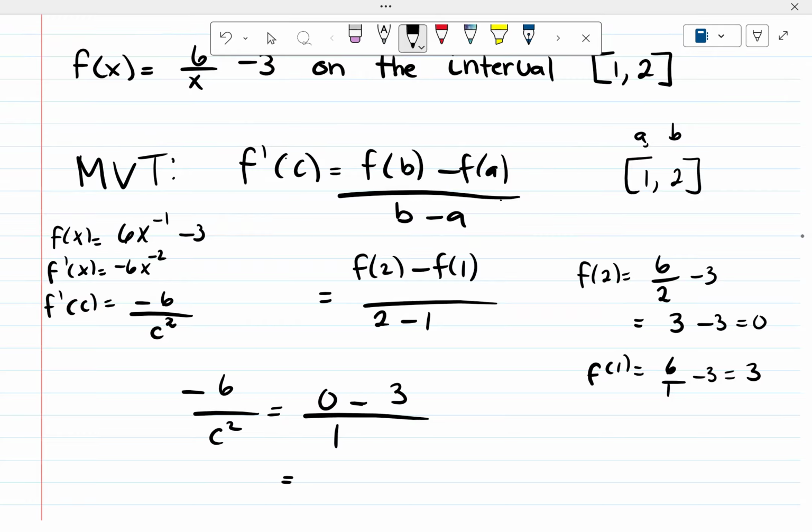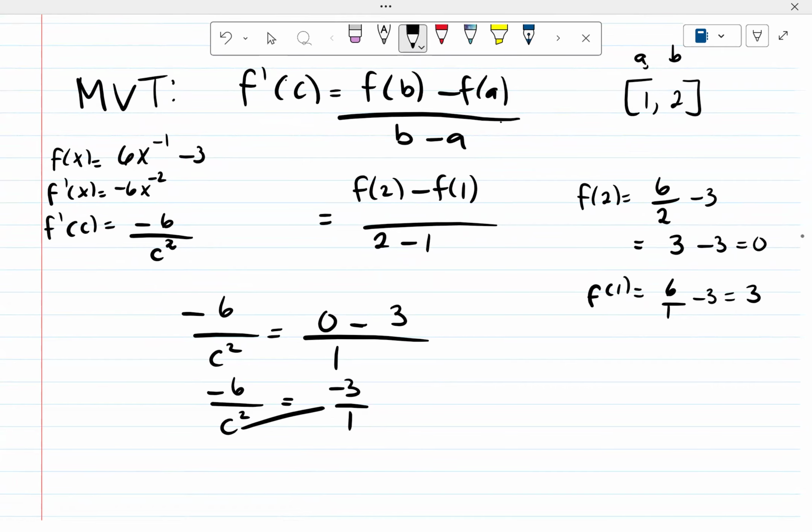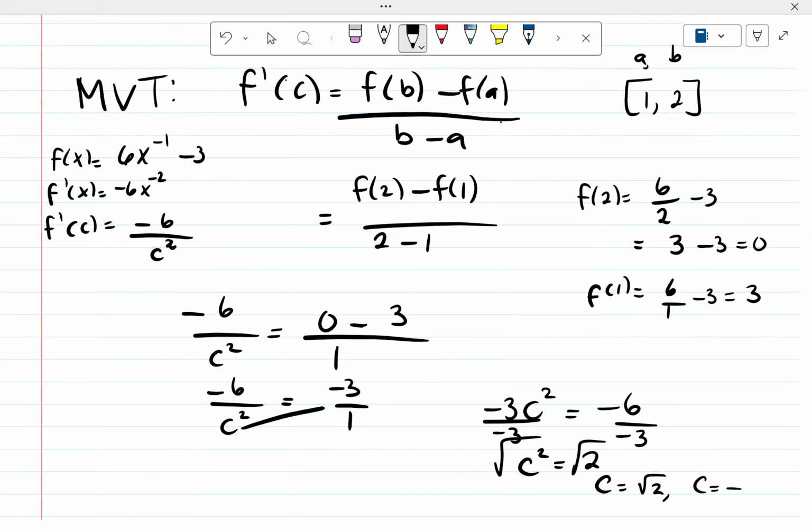So 0 minus 3 is -3, and you get -6 over c squared. And then you go ahead and cross multiply. So this is going to be -3c squared equals -6 times 1, which is -6. Solve for c by dividing both sides by -3. You get c squared equals 2. Solve for c by taking the square root. So you get c equals positive radical 2 and c equals negative radical 2, right?